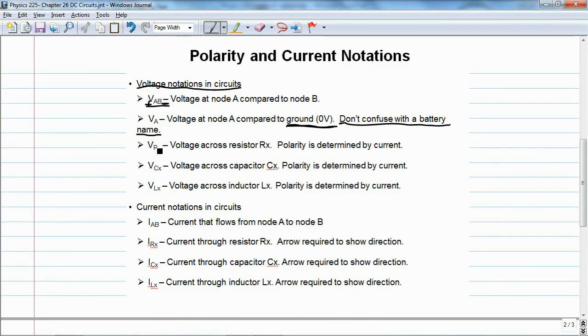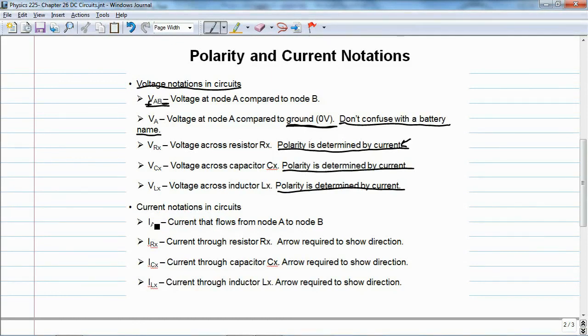If you have a voltage across a resistor, then the polarity is determined by the current. Same with a capacitor and an inductor. So if I say that there's 5 volts across a resistor, you have to look at the circuit to figure out which way the current is flowing.